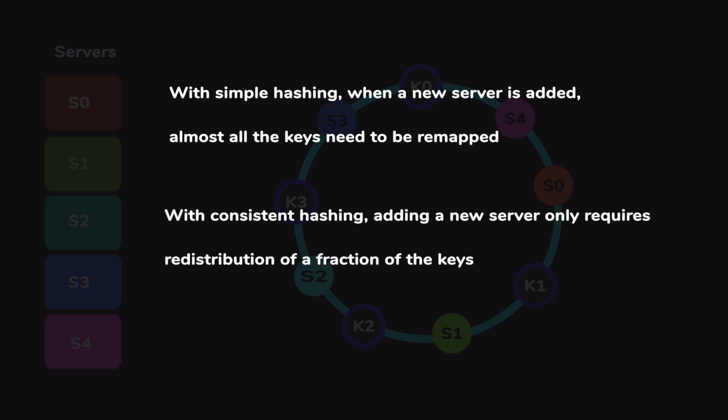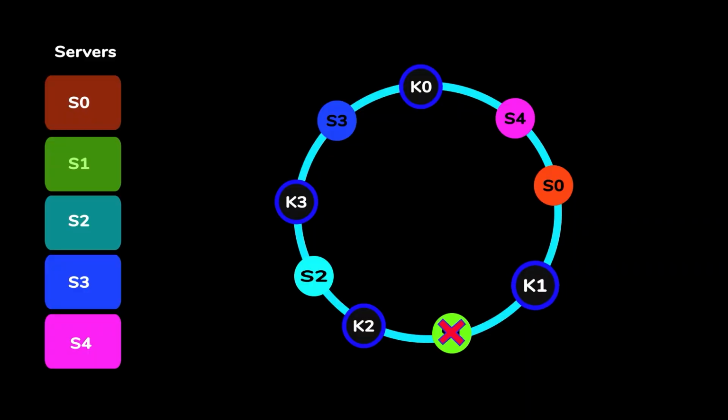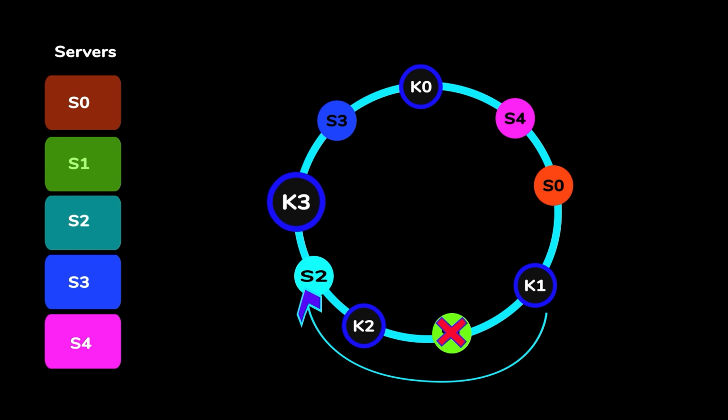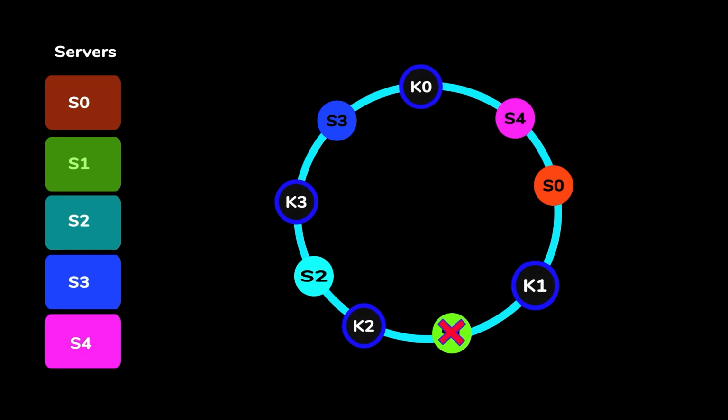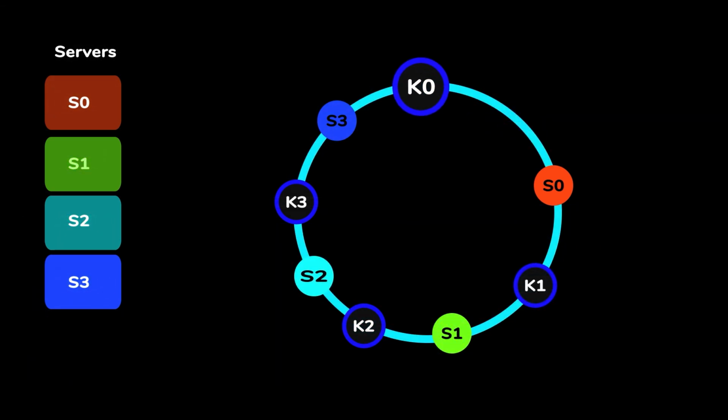Let's walk through a quick example of removing a server. When S1 is removed, only K1 needs to be remapped to S2. The rest of the keys are unaffected. Let's recap. What have we learned so far? 1. We map both servers and objects onto the hash ring using a uniformly distributed hash function. 2. To locate the server of an object, we go clockwise on the ring from the object's position until a server is found.